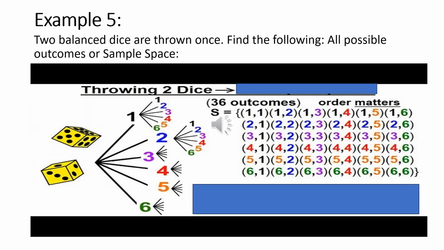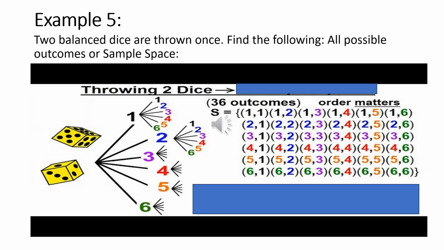Example 5. 2 balanced dice are thrown once. Find the following probabilities. First of all, we try to find all the possible outcomes or the sample space. Sample space is a set of all possible outcomes. Now, when 2 balanced dice are thrown once, what will be the possible outcomes? Remember, if you draw the tree type of structure in this, it will be very easy.